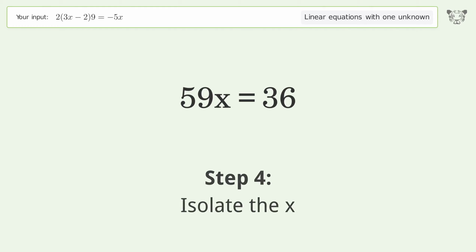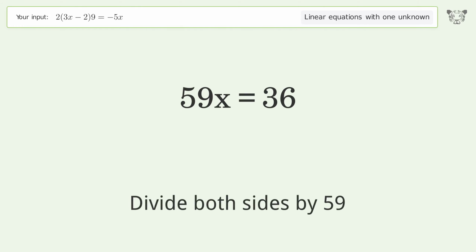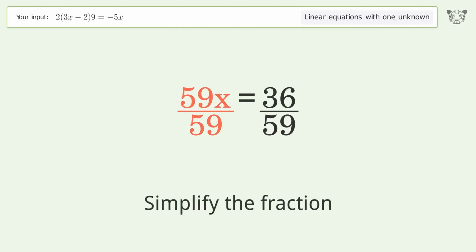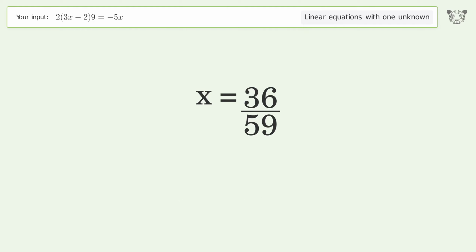Isolate the x. Divide both sides by 59. Simplify the fraction. And so the final result is x equals 36 over 59.